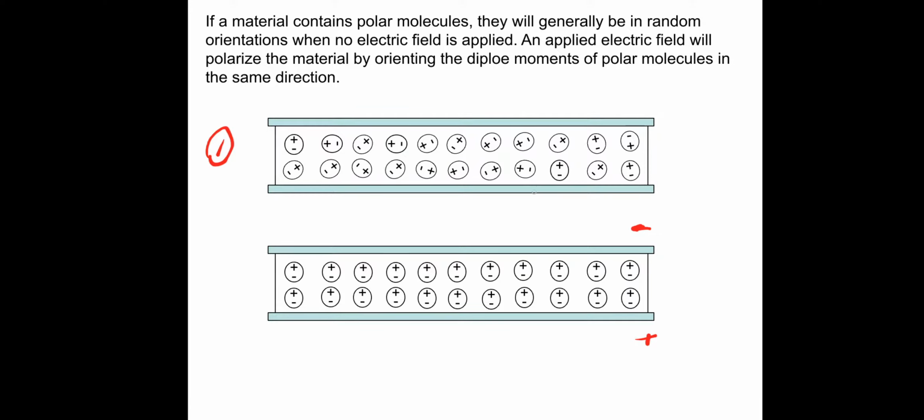You could be asked about this in an exam, and you just need to say, if you set up a potential across it, a potential difference or a voltage, that the polar molecules would line up in the same direction. So as you can see, the difference between the first image and the second one: top one's all random, and the second one, they're all arranged in the same direction. As you can see, positives at the top towards the negative, and negatives at the bottom towards the positive. So let's move on.